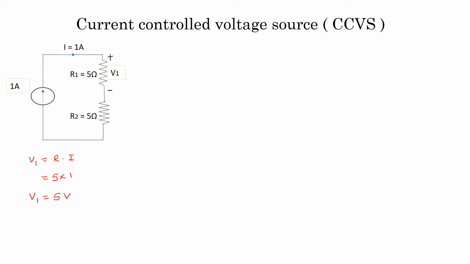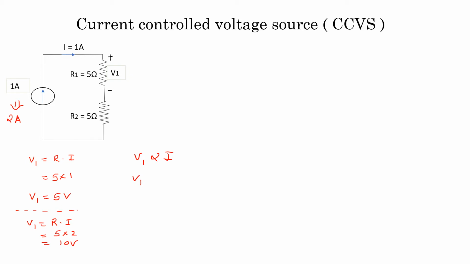Now suppose I change I from 1 ampere to 2 ampere. What will happen? When I becomes 2 ampere, obviously V1, which is equal to R into I, so R is 5 into now 2. So V1 is 10 volt. Now from these two simple calculations, what is our conclusion? V1 depends on I. So my voltage source V1 is depending on the current I. So that's why it is known as current controlled voltage source.